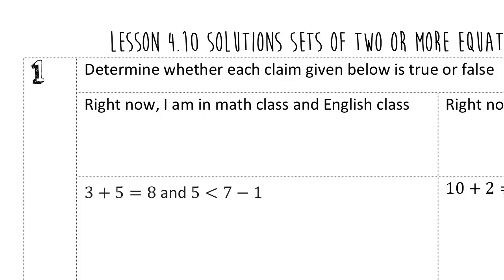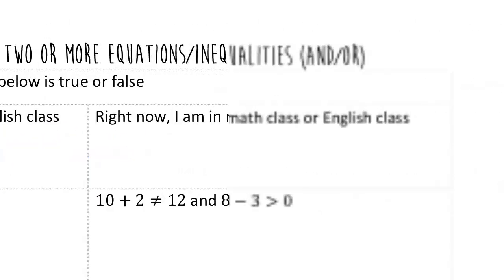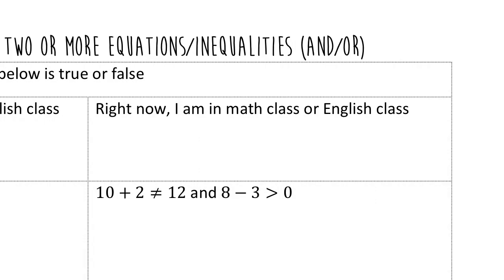Okay, hopefully you wrote down that this is false. You obviously cannot be in two places at once. You are either in math class or you're in English class, but you can't be in both places. Okay, take a look at our next statement. The next statement says, right now I am in math class or English class. Take a second, write down whether or not you think this statement is true or false.